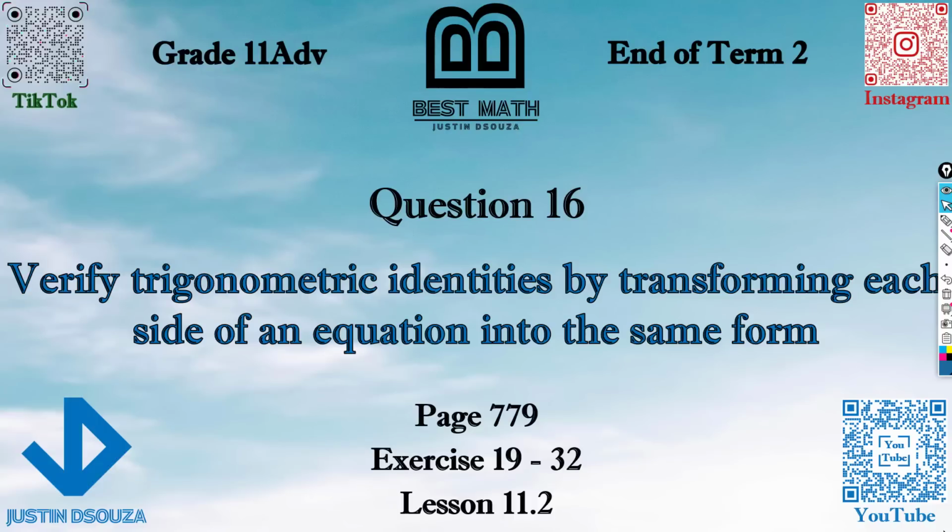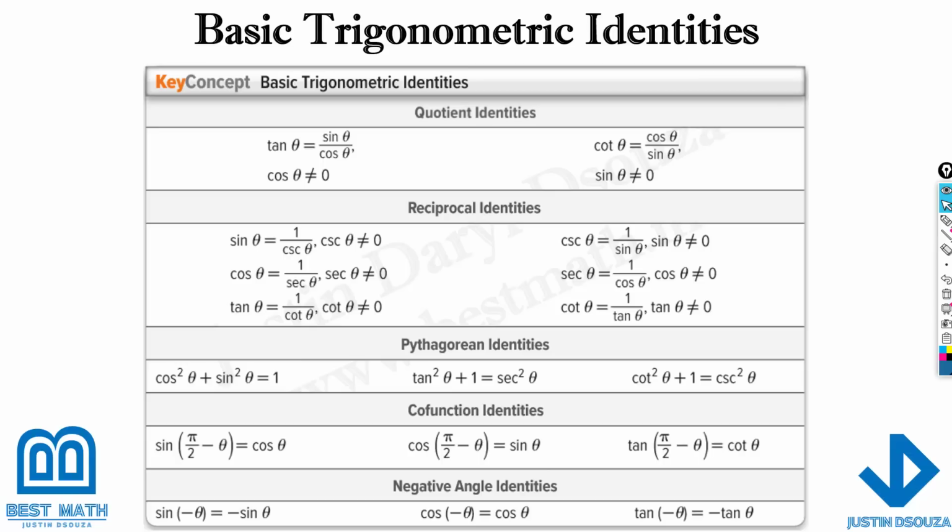Question 16 is about verifying trigonometric identities. It is the first in the writing part from lesson 11.2. Here are some basic formulas which you must remember, especially the Pythagorean identity. Remember the different variations of this.